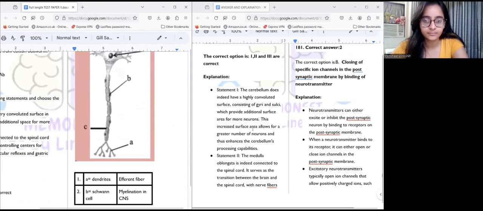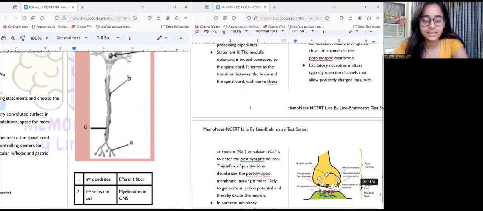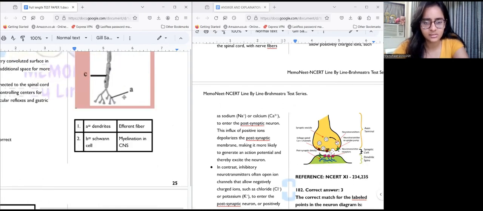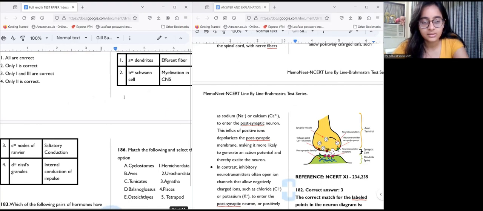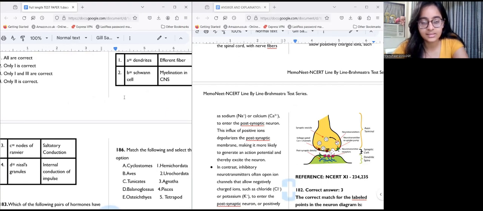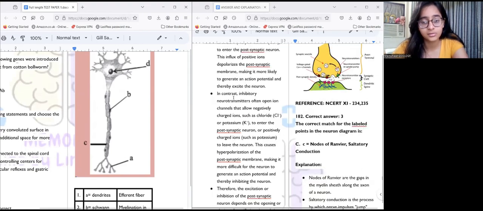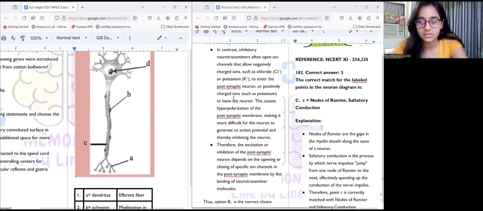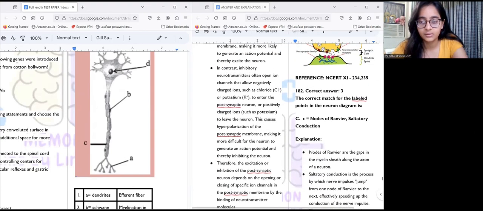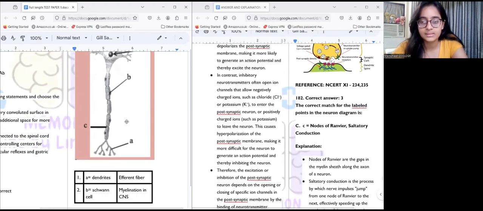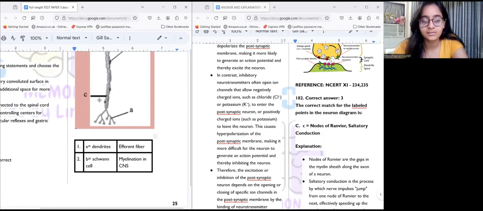So let's see. What does A stand for? We all know A is dendrites. Okay. B is what? B is the Schwann cell. Is that correct? C is nodes of Ranvier and D is Nissl granules. Let's see the option. D is the Nissl granules. Is that right? Let me just see. Okay, C is nodes of Ranvier, and yeah. So the correct match for the label is option C, which is node of Ranvier, and it helps in saltatory conduction.